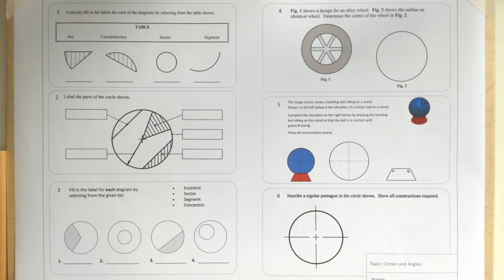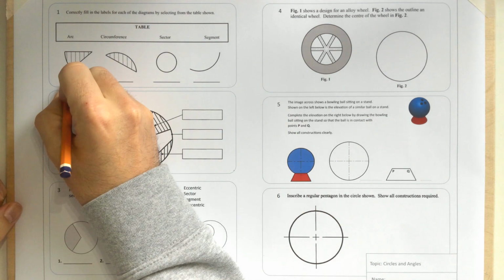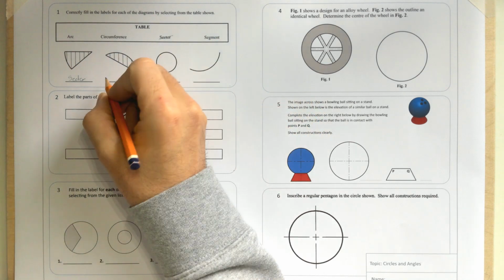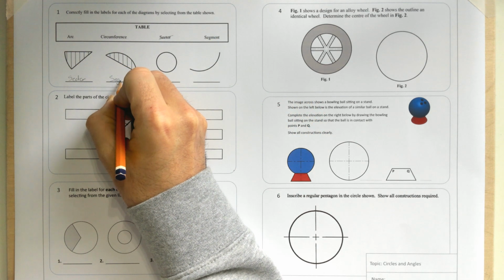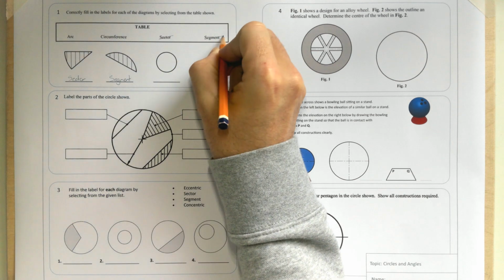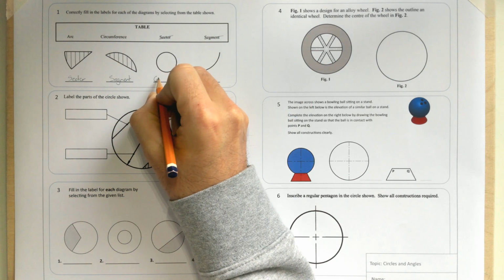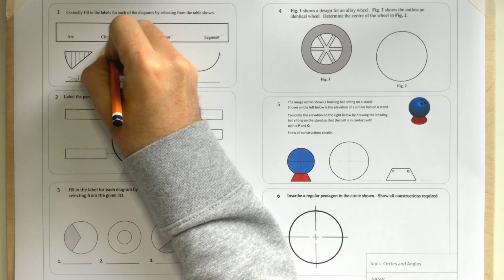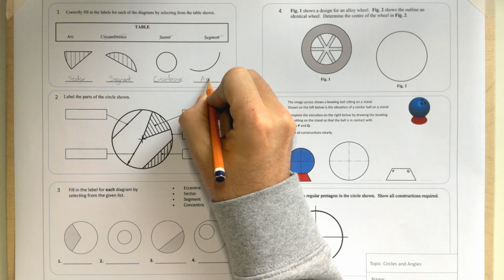This is circles and angles, and it's questions 1 to 6. Question 1. Correctly fill in the labels for each of the diagrams by selecting from the table shown below. Okay, so first one there is your sector. Second one is segment. Third one is circumference. And last one is your arc.